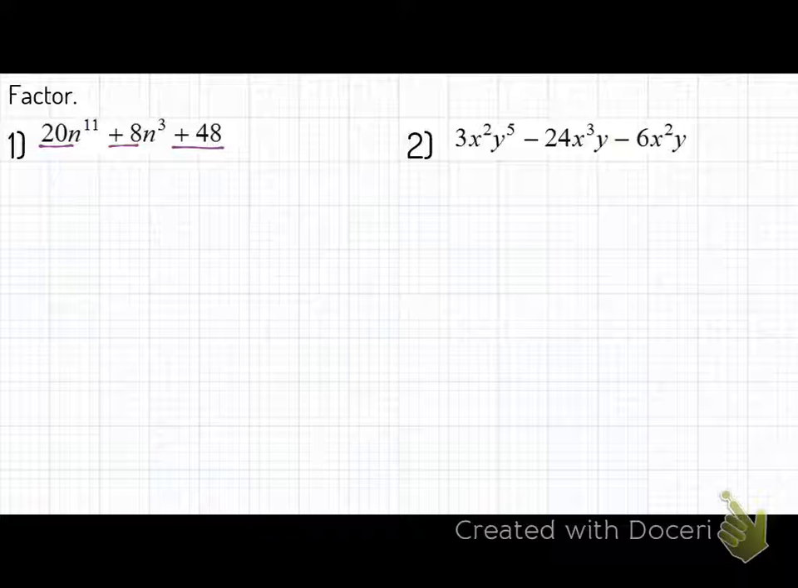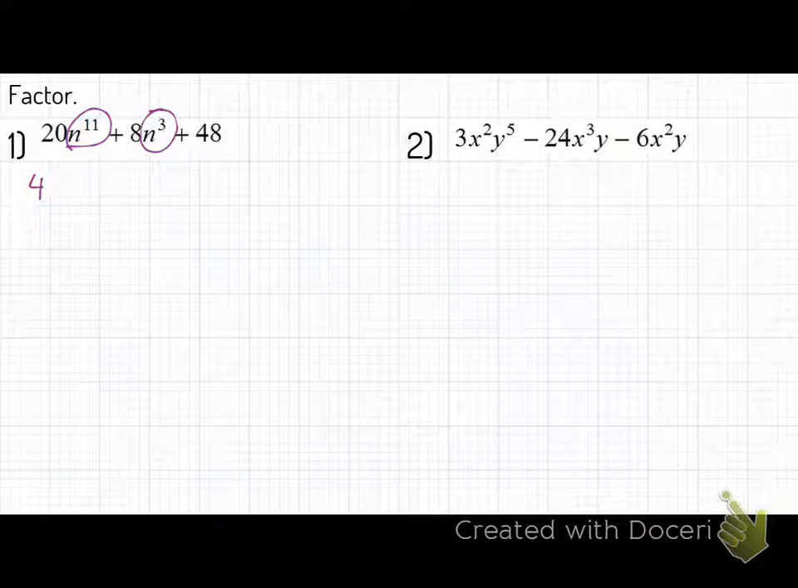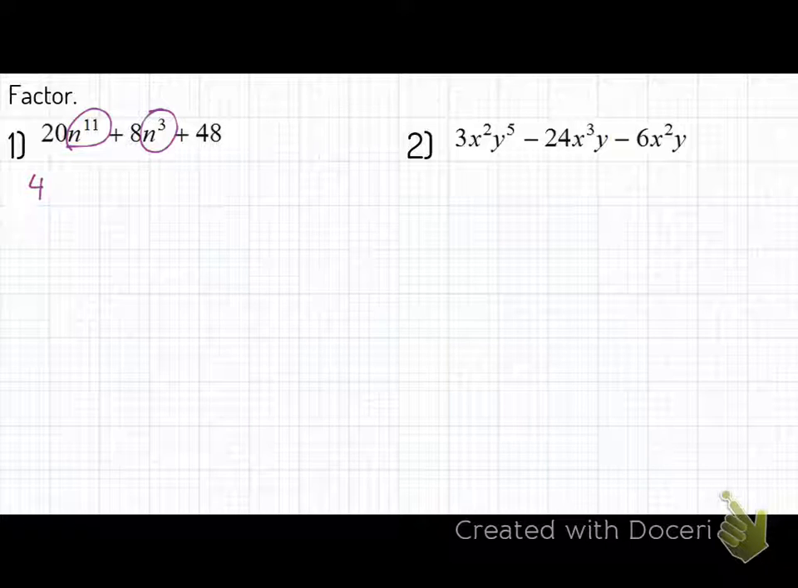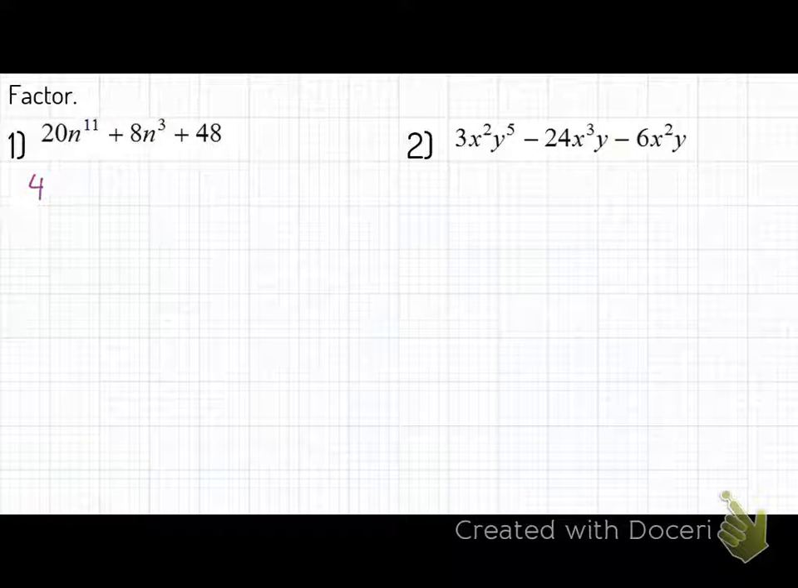4 goes into 8 and 48. That's good. What about something larger like 8? Does 8 go into all of them? No, it doesn't go into 20. So then I know that at least 4 could come out. So I would write down 4 as a factor. Then I notice that there are n's here and here, but there's no n here, so unfortunately I can't take out an n.